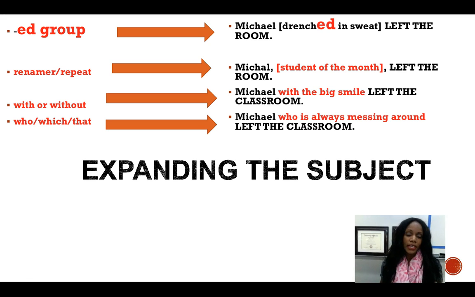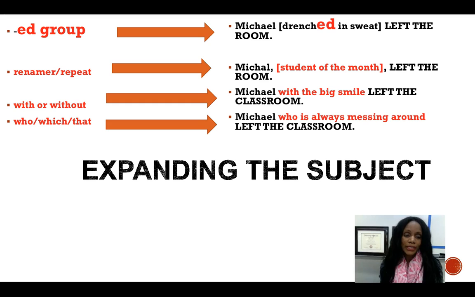This is the same thing. It begins with the word with or without, but it's a group of words, and I've highlighted it in red. So Michael, with a big smile, left the room. Again, don't get these confused with the action of the sentence or the verb. Left the room, left the classroom, it's all the same.